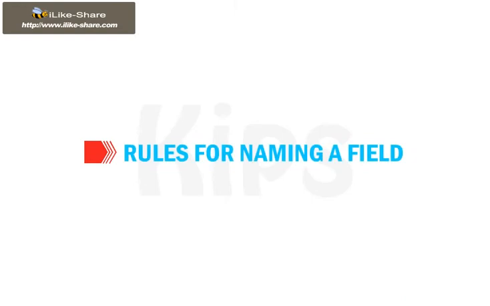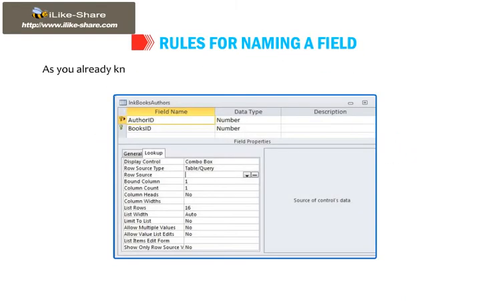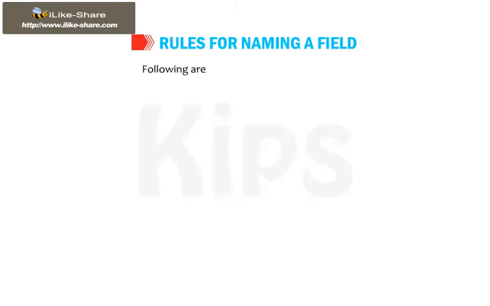Students, let us discuss the rules for naming a field. As you already know, a table has multiple fields and each field is unique to a table. Each field has its own name and data type. Following are some rules for naming a field.